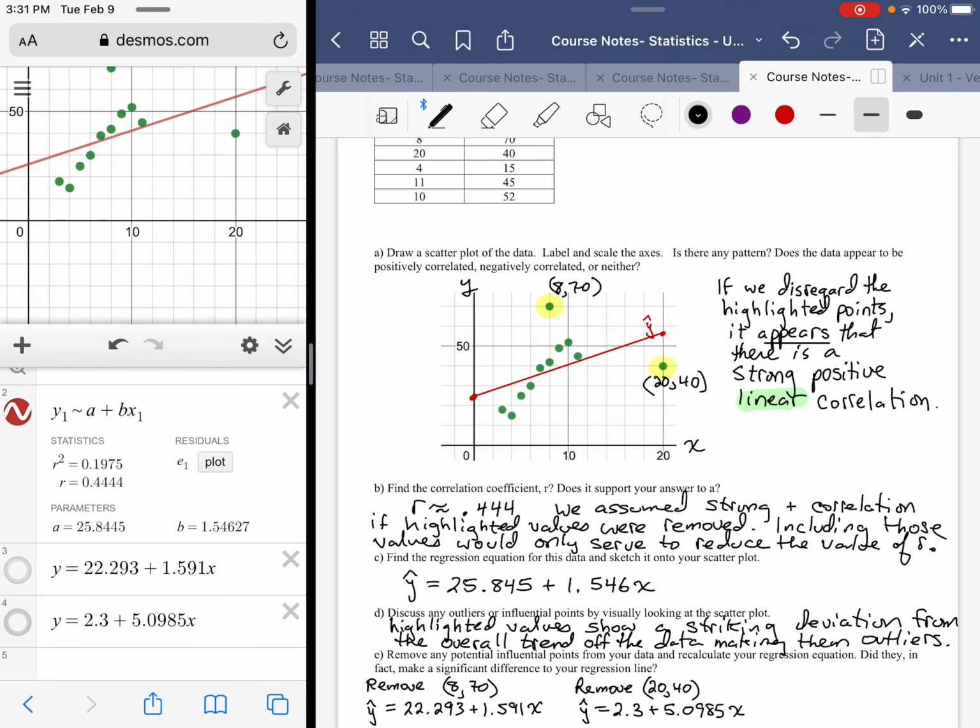Completely different equation. Massively different. Let me change the color so it even... Oh.